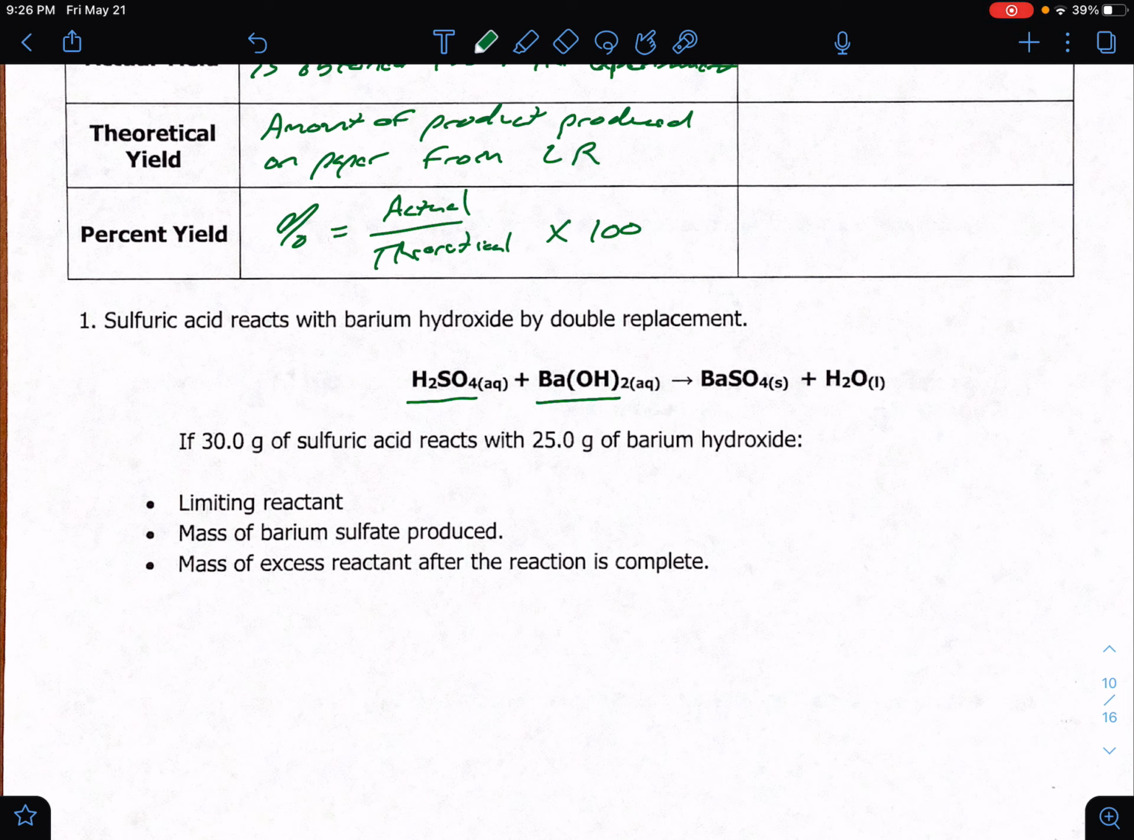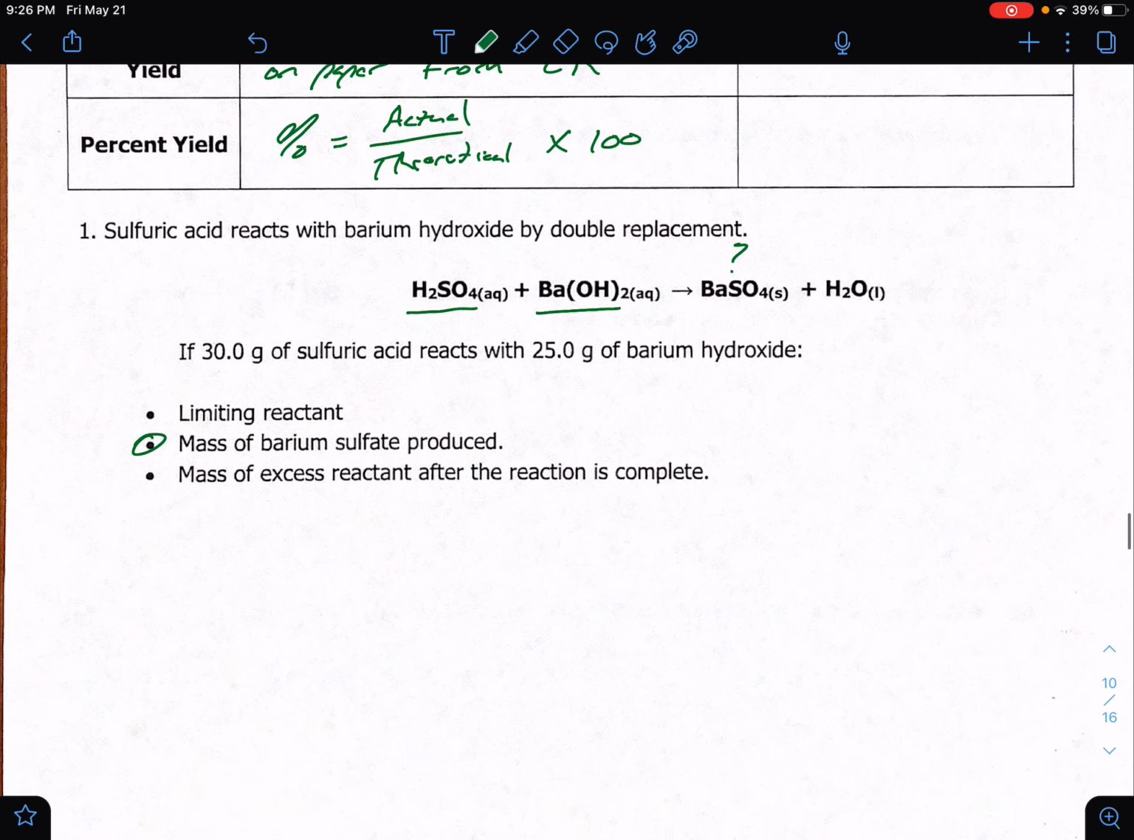But I'm going to go ahead and look at number 2 right here. It says find the mass of barium sulfate produced. So I'm going to go ahead and do a conversion to that, so I don't have to do another one. Because if you chose to do H2O, which is fine, you would have to do another conversion to BaSO4. So I'm going to just do BaSO4 to knock it out.